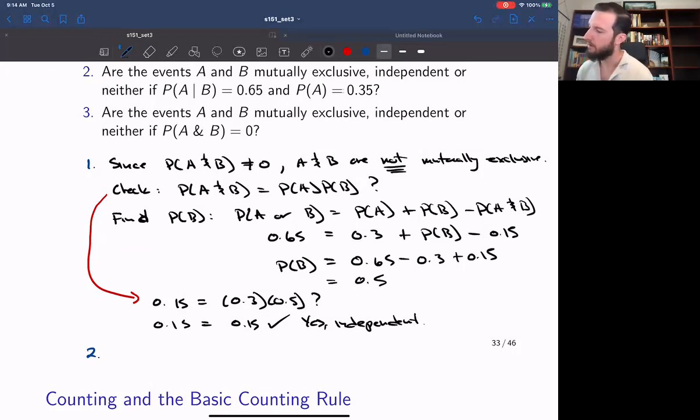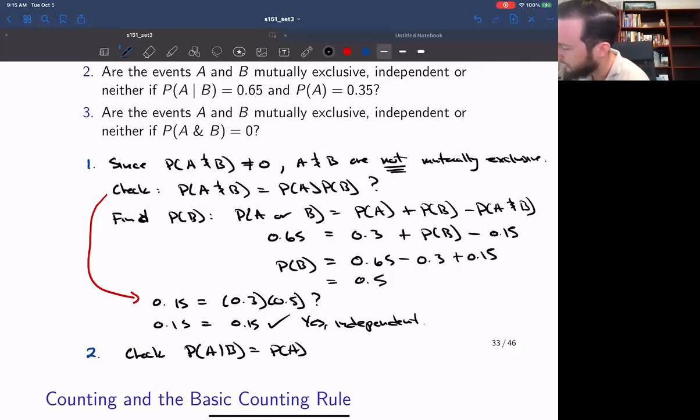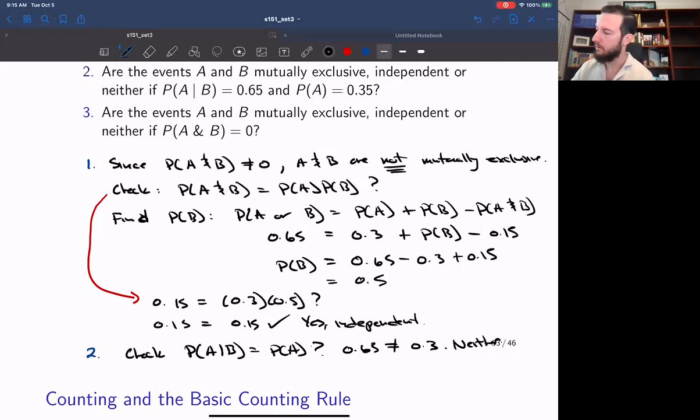Okay, cool. Okay, so for part B, this is actually a very quick check. So our second conditional rule is P of A given B is equal to P of A. So here we can just write check. Does P of A given B equal P of A? Okay, so we have 0.65 does not equal 0.3. So this would be neither. Right. So that's a quick one.